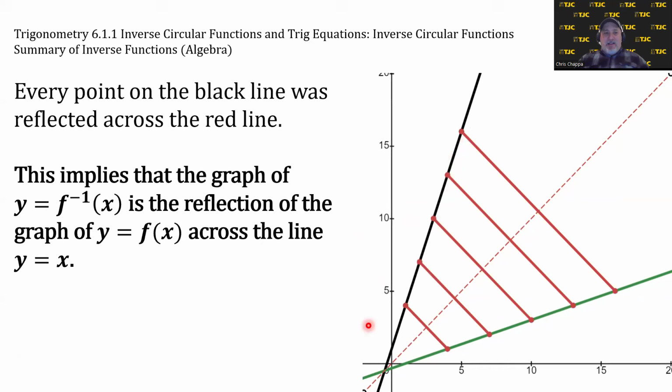Every point on the black line was reflected across the red line. In other words, the point that was on the black line took its mirror image across that dotted line to land down here on the green line. Now, this implies that the graph of y equals f inverse of x is the reflection of the graph of y equals f of x across the line y equals x. In other words, if you have a function's graph and you want the graph of the inverse, you reflect it across that diagonal line. Or this way, I'm not sure how you're seeing it.